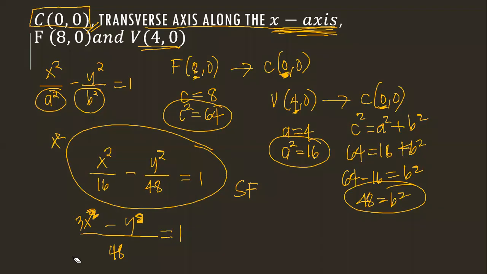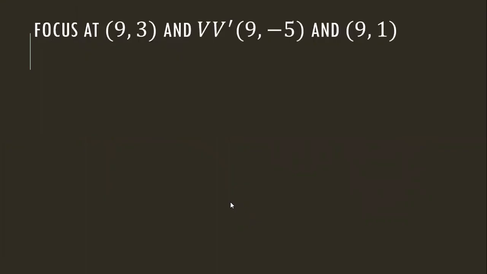Okay, next. So the next problem is, focus at 9, 3, B and B prime at 9, -5 and 9, 1. Wala tayong center. As we can see, from the focus, which is 9, 3, and our B, which is 9, -5, and our B prime, which is 9, 1. From here, makikita natin kung nasaan ang center.